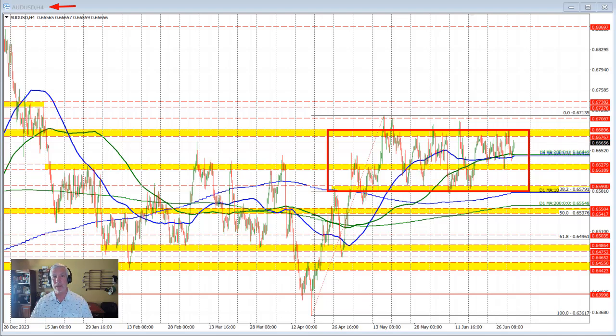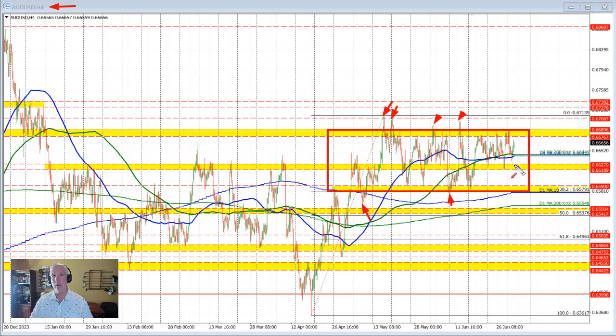Now, we did have extensions. We extended to the downside here. We extended to the upside here, creating a larger trading range. But for the most part, the value area where most of the trading has taken place is between this 110 pip trading range.